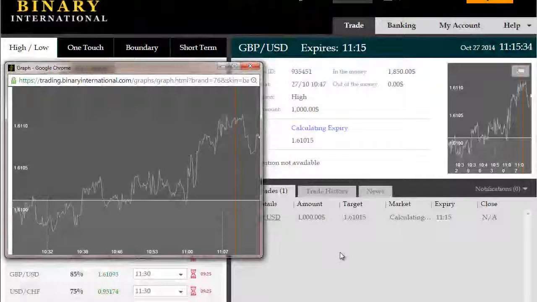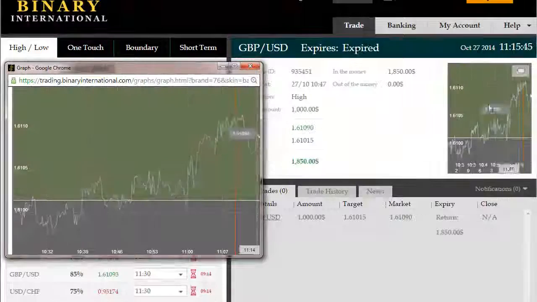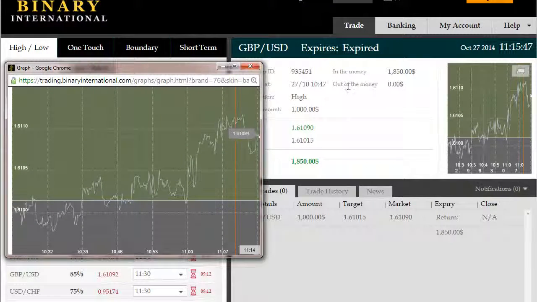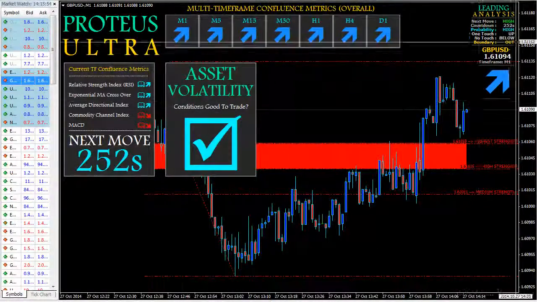The trade is just waiting for the platform to calculate expiry here. Once that does happen, we will net an $850 return, with a gross return of 1,850 based on an investment of 1,000 USD on this trade. A high trade taken using Proteus Ultra as the leading suite of indicators.